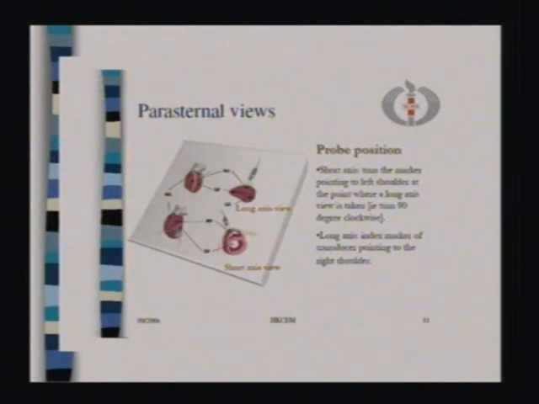Now the probe position: here you can see the probe is put in the long axis, and the index marker on the transducer should be pointing to the right shoulder.